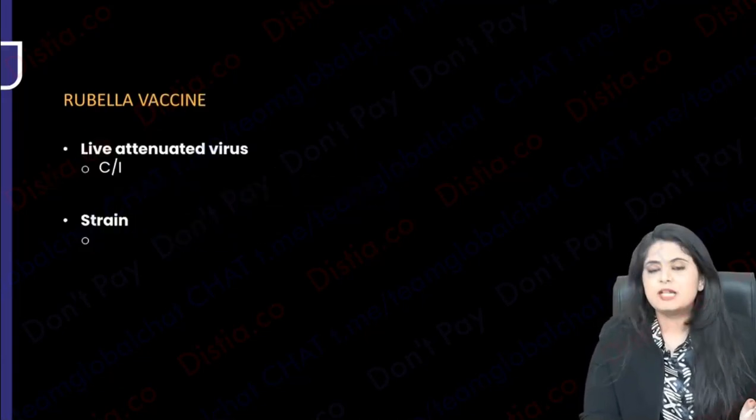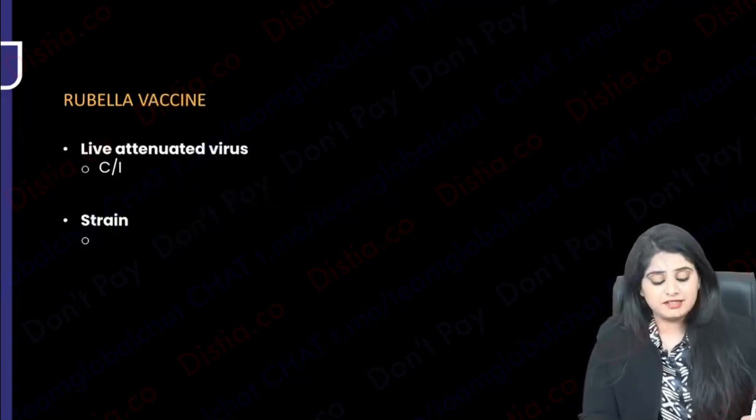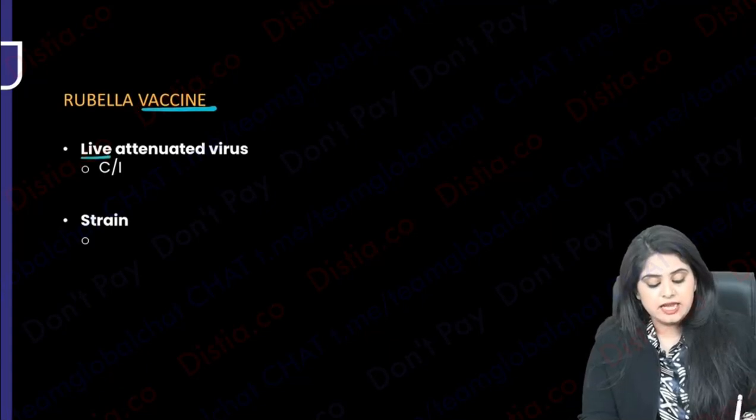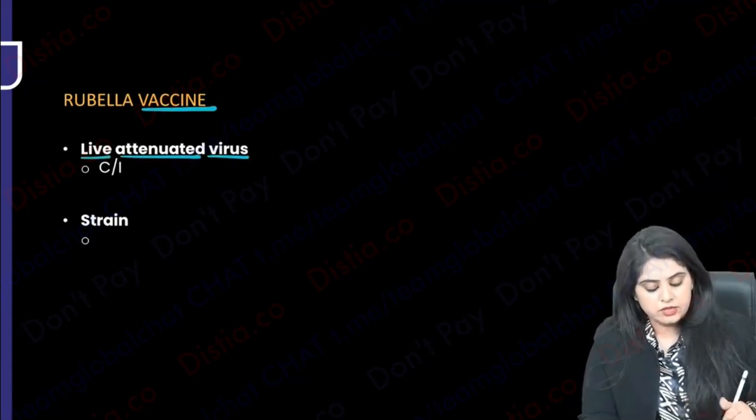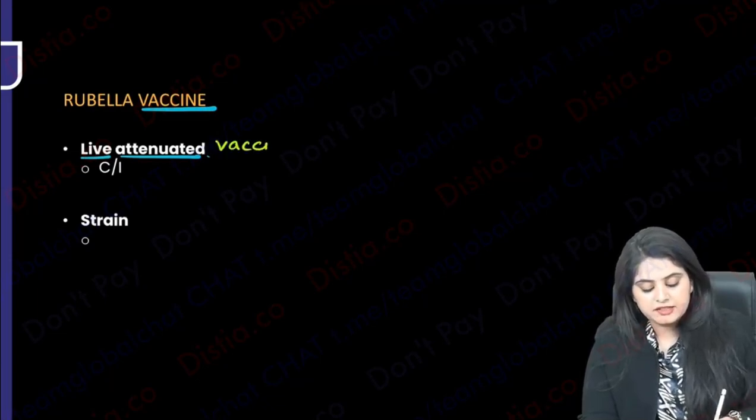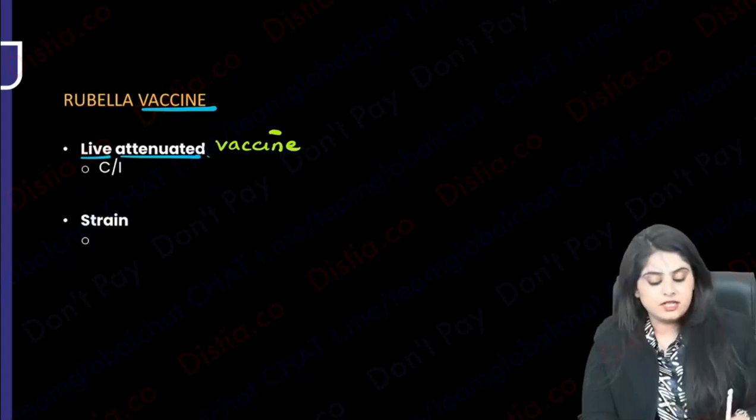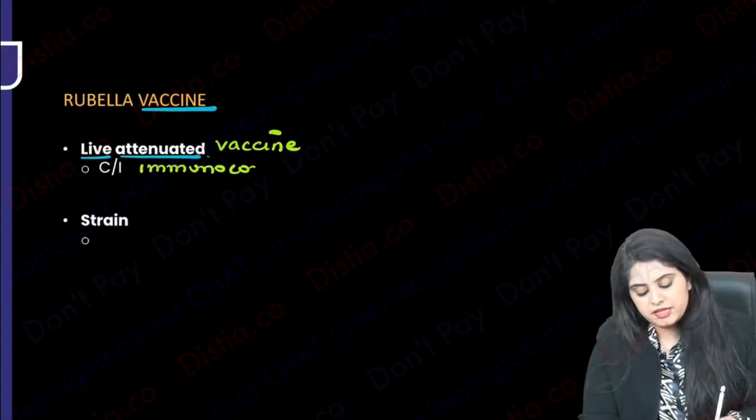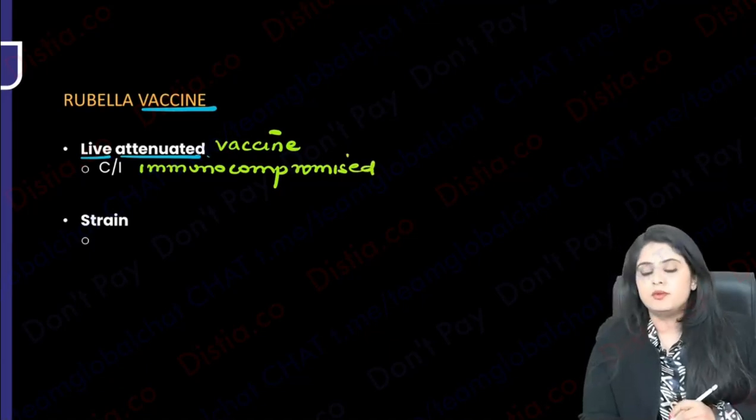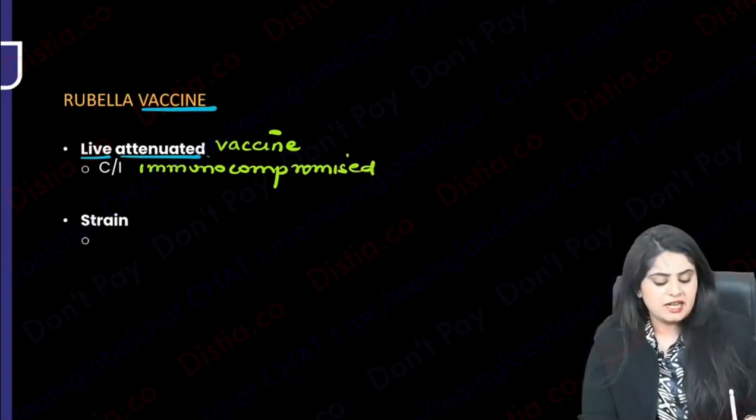Obviously, we also have to quickly go through the rubella vaccine. Live attenuated. Anything that is live attenuated, rather than calling it virus, I would say this is a live attenuated vaccine, and anything that is live attenuated will be contraindicated in immunocompromised individuals. Do you remember the strain I have taught you earlier?